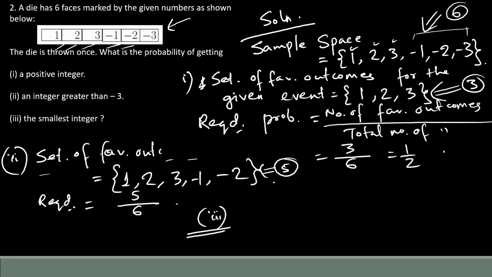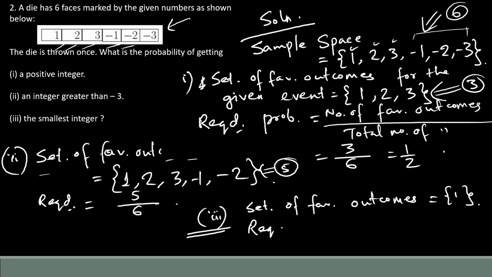And what is the probability of getting the smallest integer? Okay, what is the probability of getting the smallest integer? So the set of favorable outcomes in this case is only one, right? Smallest integer, the event is like only one has to fall. That is what is asked. So what is the probability that when you roll this die, minus 3 will come out?